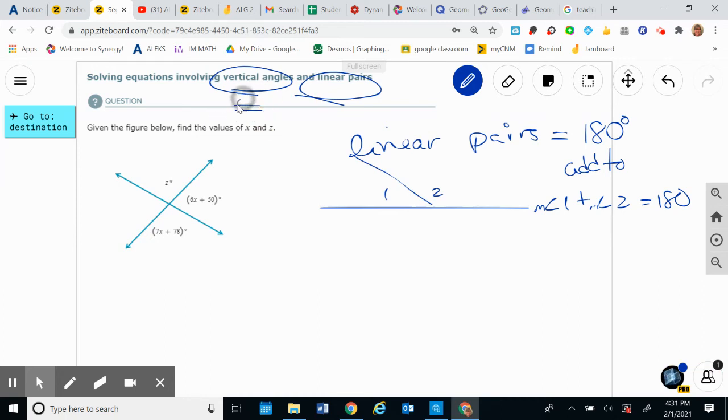This is the symbol for congruency. It's an equal sign with a squiggly line above. And remember, congruent means same size. We don't actually care what size, we just know that they're the same size.